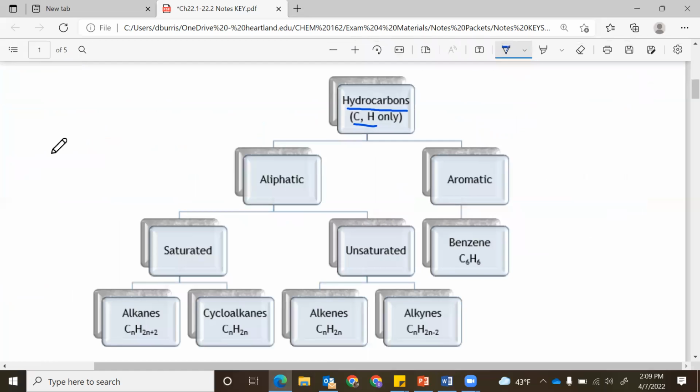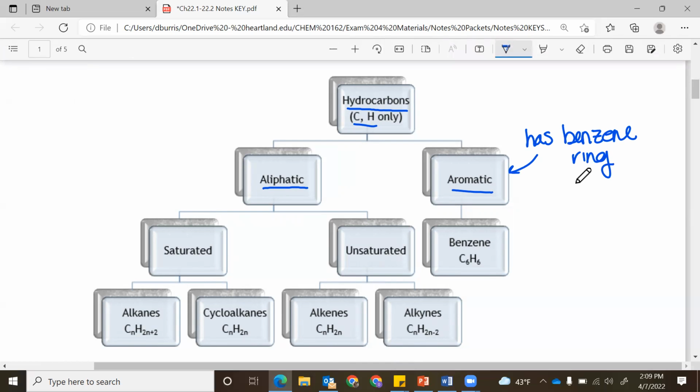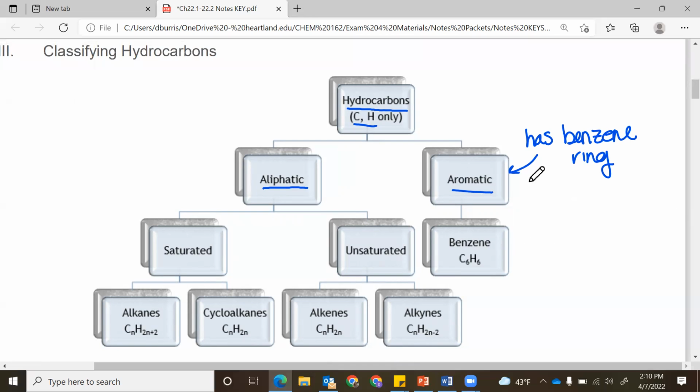And we're going to start over here with what are called aliphatic molecules, which really just means that they are not aromatic. Aromatic means it has what's called a benzene ring. I'll show you what that is. When you see the word aromatic, what does that make you think of? Aroma. Right, aromas, things that have smells, right?